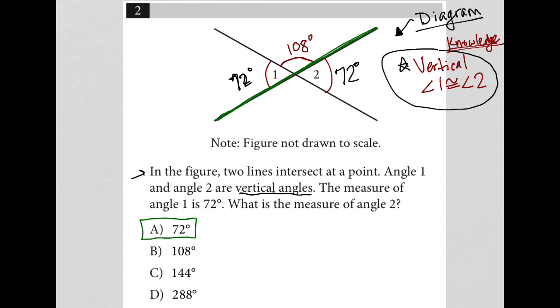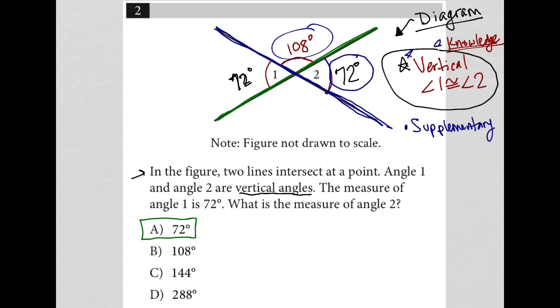And then we can go this way and say, well, if that angle is 108 degrees, and then I have this other straight line that I'm tracing in blue here, then this angle, 108 degrees plus angle 2, must be 180, and that would also get you to 72. So as much as I reported this as being a knowledge question based upon vertical angles, you may also use supplementary angles as well in order to find your way to the correct answer.